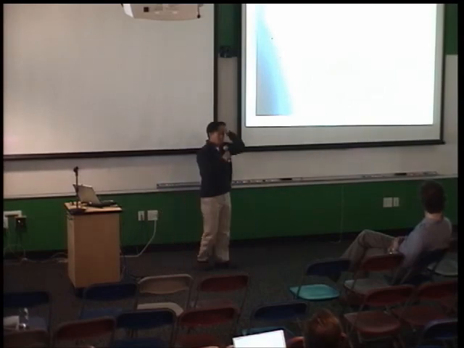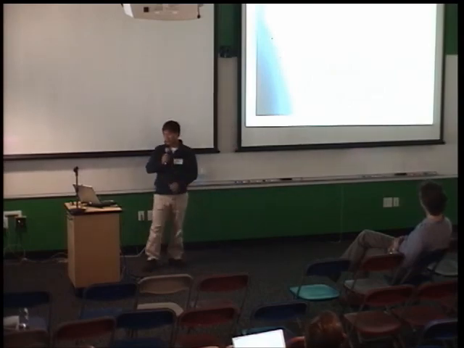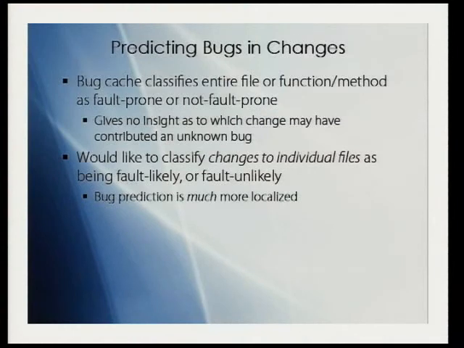So with the previous bug cache work, we can identify buggy functions or buggy files. But if you think about the whole development process, most of it is change-based. You change something to add new features, or you change something to fix something. So we want to try to identify each change as buggy or non-buggy.